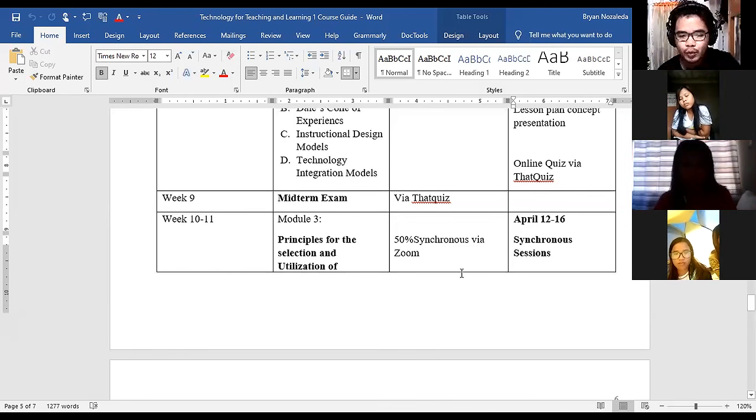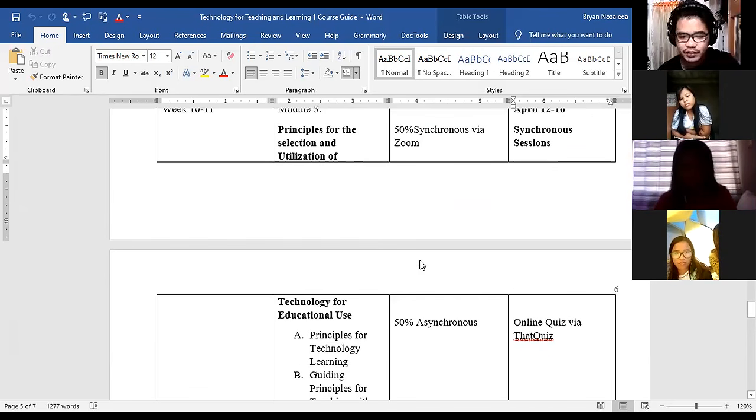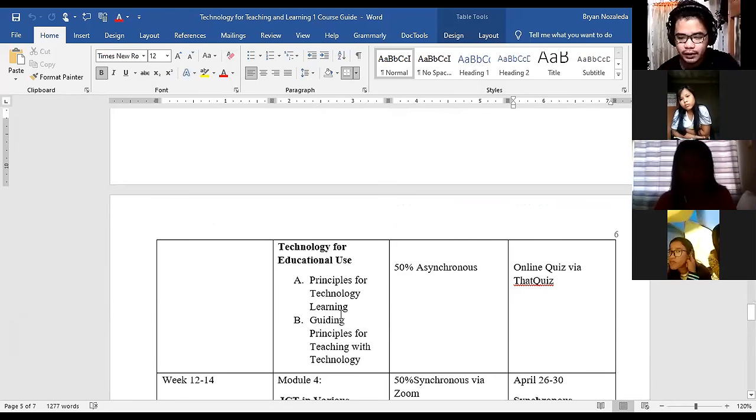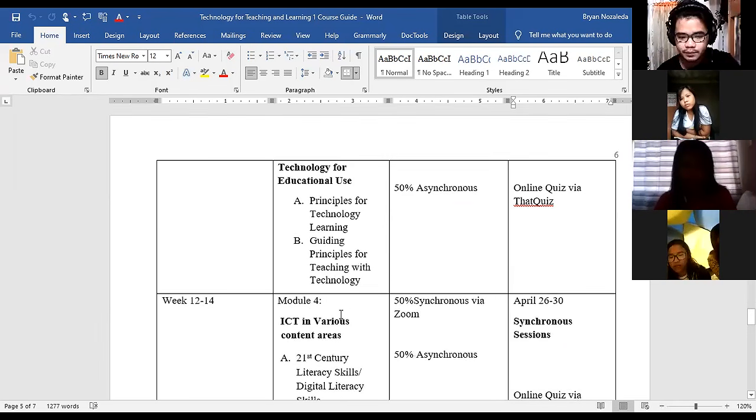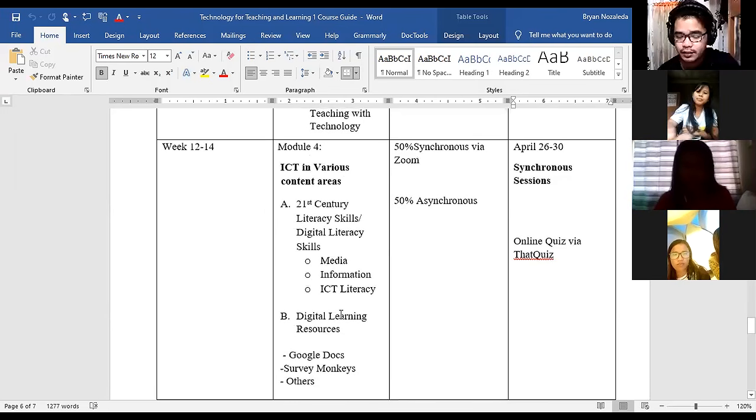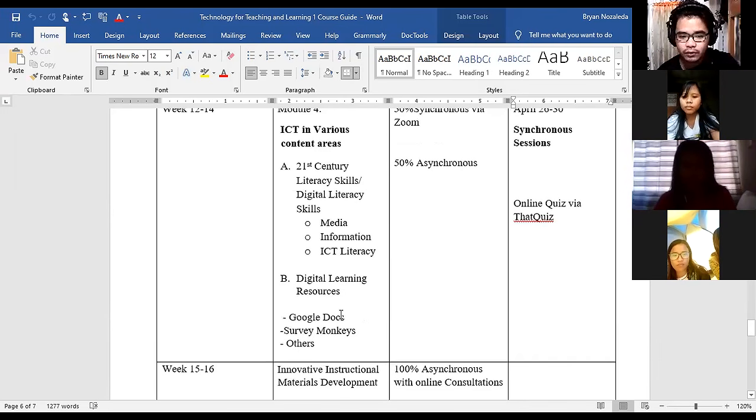Okay, on week 10 and 11 on the final term, we'll have principles for the selection and utilization of technology for educational use. And then there are things also to be discussed here. And then week 12 to 14, we'll be talking about ICT in various content areas. You'll be knowing what is the importance of 21st century skills, what is ICT literacy, what are the digital learning resources that you can use.